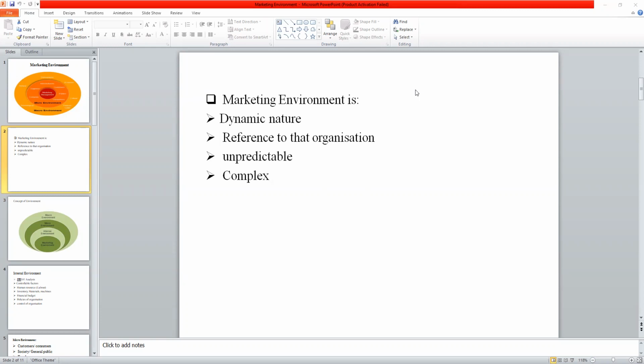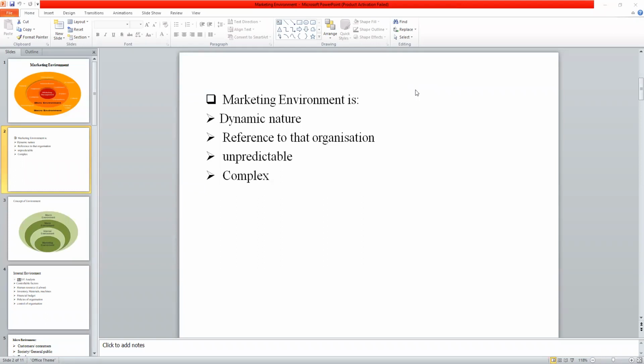So if we see the nature of this marketing environment with all these attributes or factors, the marketing environment is dynamic in nature. It is not static. It keeps on changing on a continuous basis because it is dependent on the other factors. Any of the factors which changes, according to that, the company has to change the policies, the strategies, and move ahead. That's why we say it's dynamic in nature.